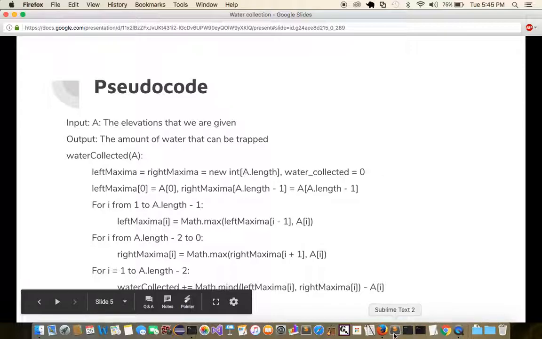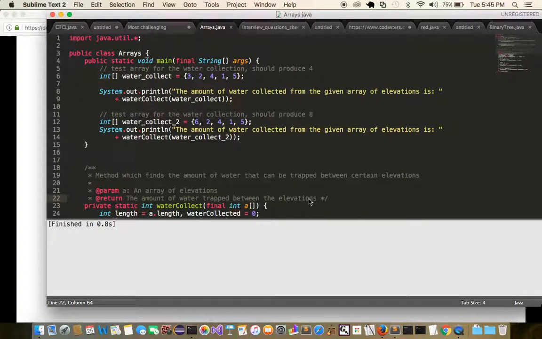So, to show you guys how this works, I've already compiled and run this program. But the idea is, if we take a look at this first array, the 2 in between 3 and 4 is considered to be a pocket here because 3 is greater than 2 and 4 is also greater than 2. So 2 is the bottom of the pocket, and that contributes 1 unit of water.